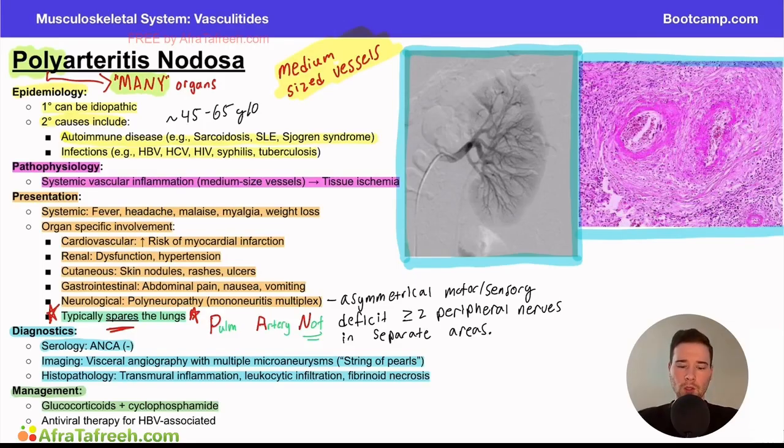Also important to know, this really key association is that these patients potentially need antiviral therapy if it's HBV-associated PAN. This is a commonly tested association on test day. We talked about it here. We talked about it here again. Hepatitis B being associated with PAN has historically been a classic test question.